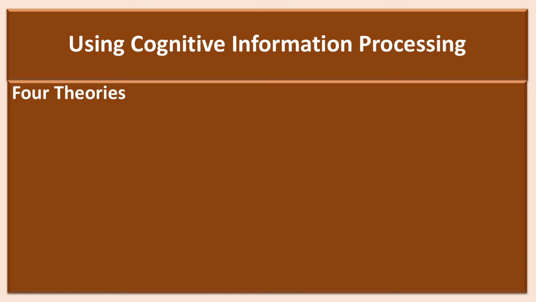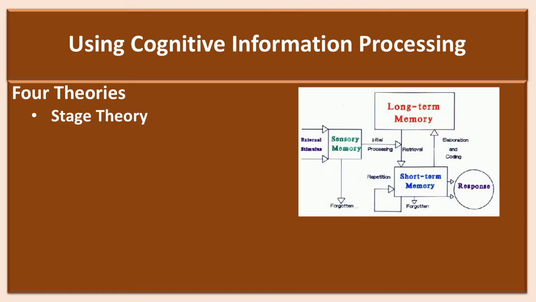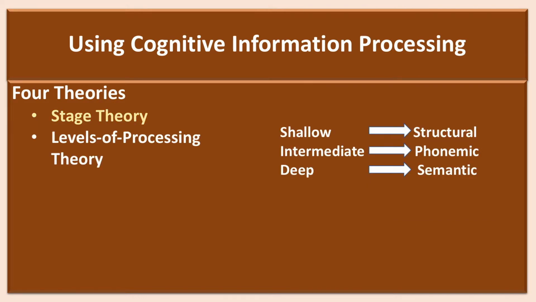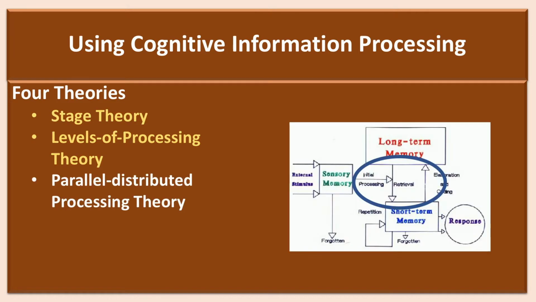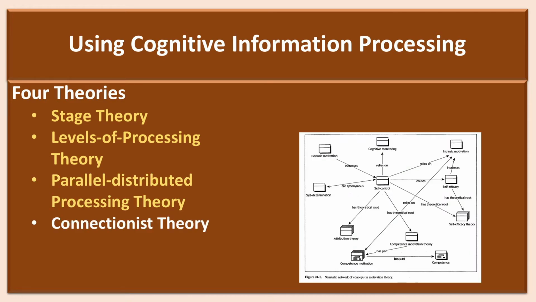Remember that we discussed 4 theories in Part 1. The stage theory, in which researchers found that memory is stored in different structures in the brain. The levels of processing theory, which proposed it was the level of elaboration from shallow based on structure or physical properties, intermediate based on phonemic encoding of sounds, and deep processing based on semantic meaning. The parallel distributed processing theory that proposed that information processing occurs simultaneously in a parallel manner rather than serially as proposed by stage and level of processing theorists. And finally, the connectionist theory that proposed information is stored in networks.